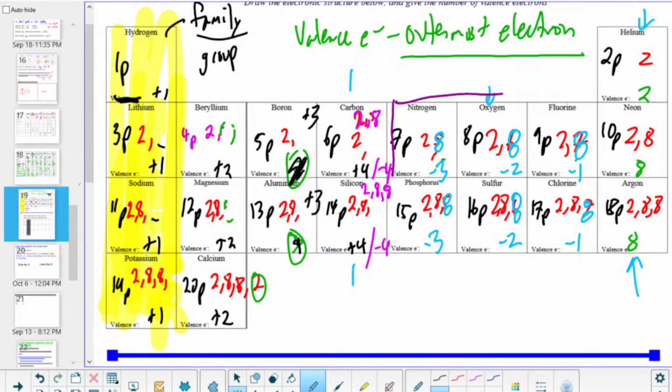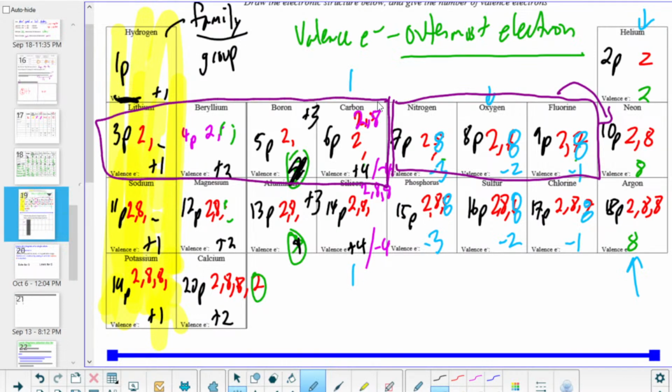These ones were all trying to become like neon, but which one did these ones become? Helium. So these ones became like helium. They gave up their electrons to have a full shell like there. These ones added electrons to become like neon.